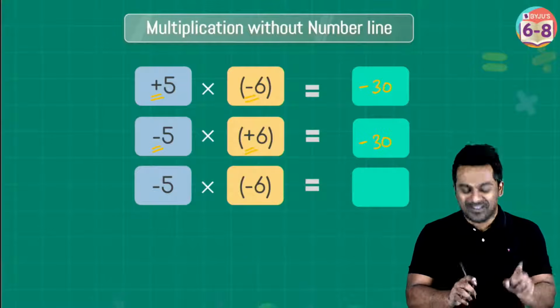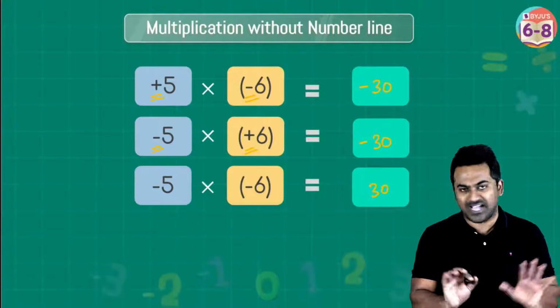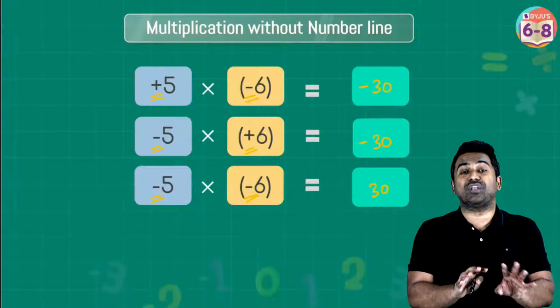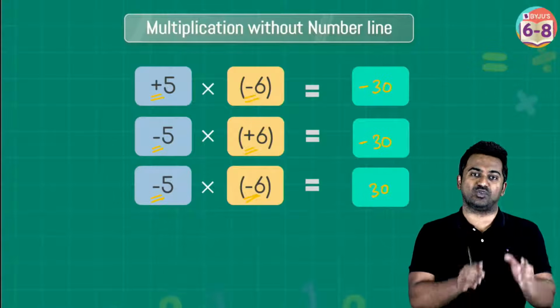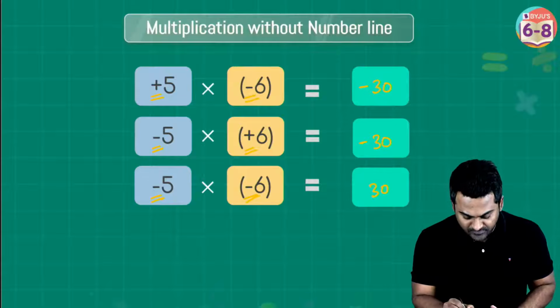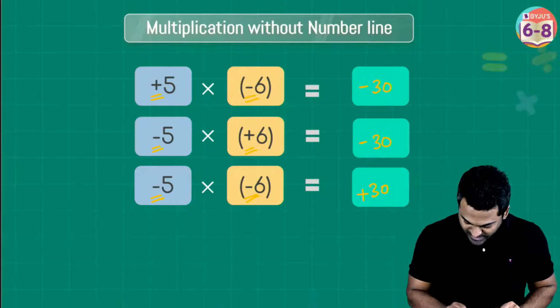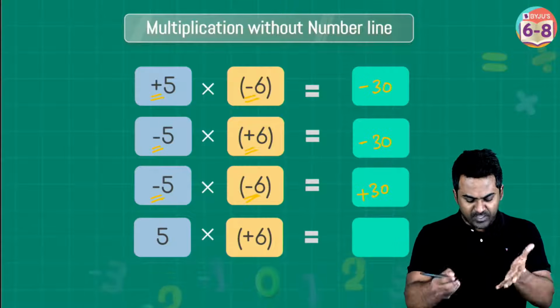Now let's bring on the next one. This time, 30 is going to be the answer for sure. But then one is negative, the other is negative. So both the numbers have the same sign. So negative multiplied with negative, the answer, very good, it's going to be plus 30. Well, very good, guys. And the last thing, 5 multiplied with plus 6.